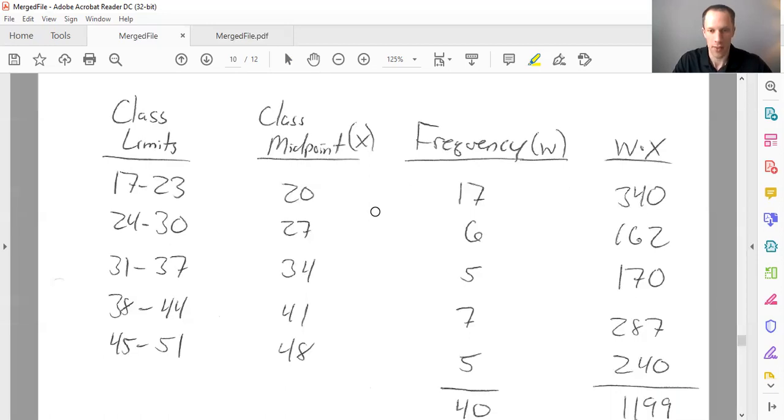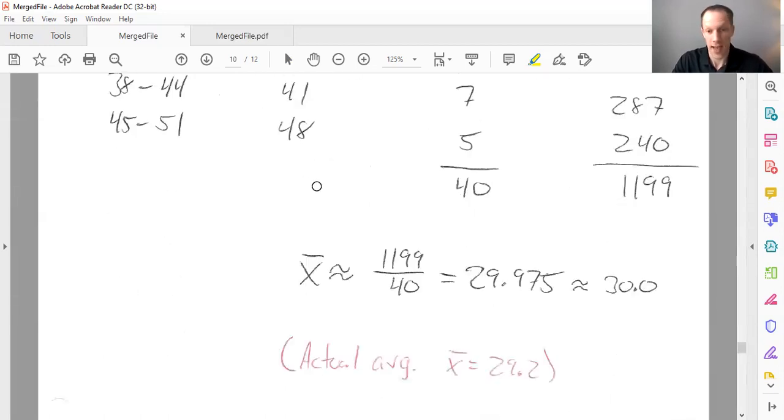Now, how good is the estimate? Well, if you were to go back to the actual data and actually add up the 40 numbers in the data set and divide by 40, the average is 29.2. So your estimate of 30 is a pretty reasonable estimate here. Okay, so those are some of the highlights from Chapter 3.1. In our next video, we'll talk about the next section, which is 3.2.